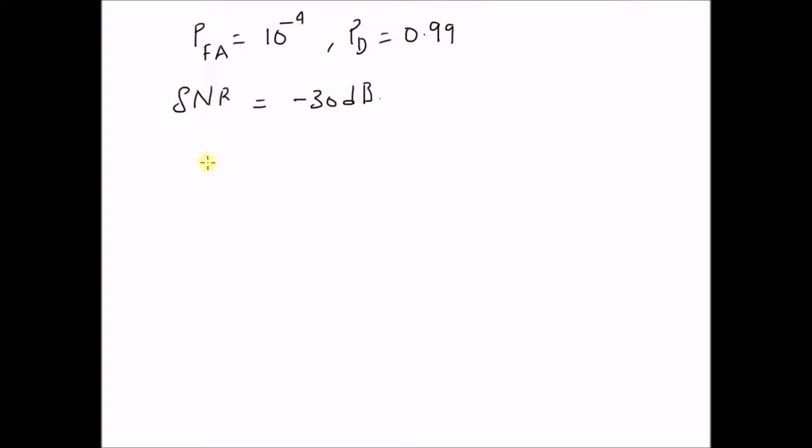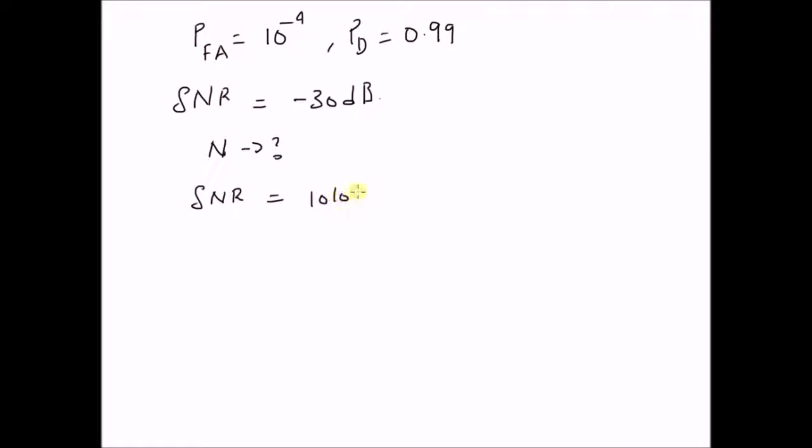Hello, welcome. In this short video, let us look at a numerical example illustrating the detection of DC level against white Gaussian noise. Given the following information: probability of false alarm is equal to 10 power minus 4, probability of detection is equal to 0.99, and SNR is equal to minus 30 dB. The challenge is to find out how many data points are required to achieve this kind of performance.